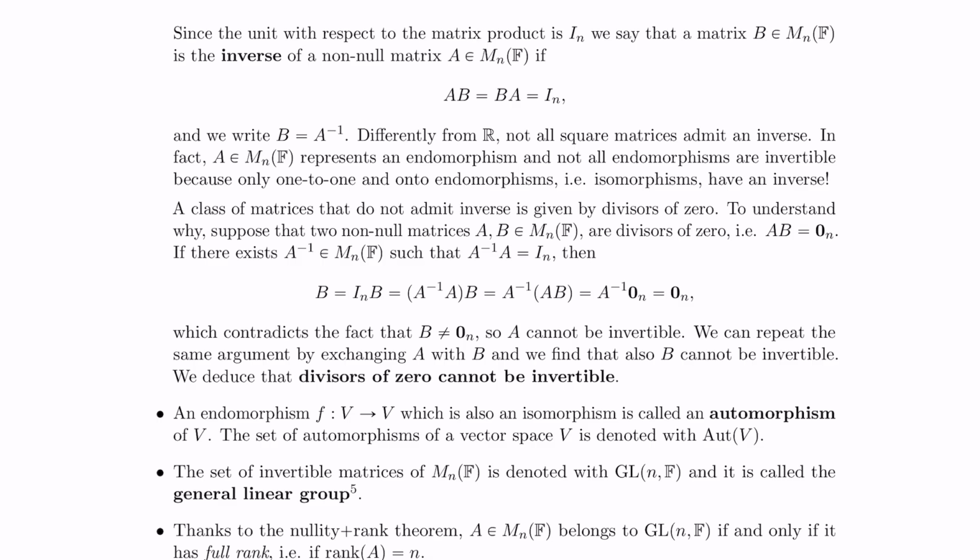However, this is in contradiction with the fact that B cannot be the null matrix, and so it's impossible. If we exchange the role of A and B in the previous argument, we prove that also B cannot be invertible. Let me pass to the final definitions of this section.